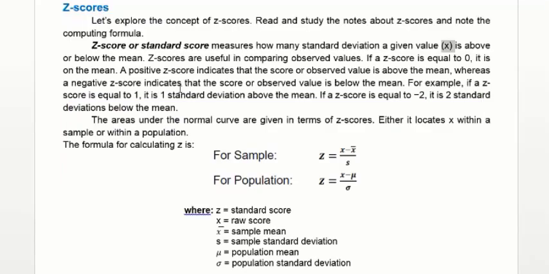Going back to your module, z-scores are useful in comparing observed values. If a z-score is equal to 0, it is on the mean. Because the center is 0, and we know that the mean is 0. A positive z-score indicates that the score or observed value is above the mean. It is higher than the mean. And likewise, if it is on the negative side, therefore it's on the left side. It's below the mean. For example, if a z-score is equal to 1, it is 1 standard deviation above the mean. If a z-score is equal to negative 2, it is 2 standard deviations below the mean.